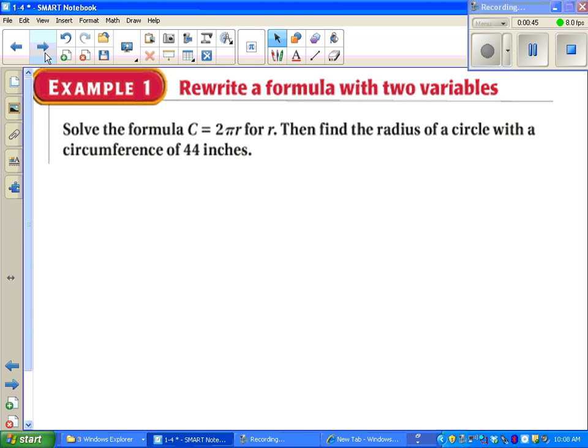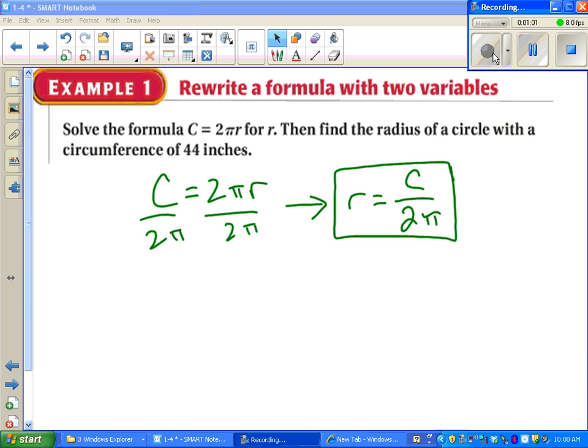So our first example says solve the formula C equals 2 pi r for r. So we're going to do that. We know C equals 2 pi r. It's a one-step process to get r by itself. Divide both sides by 2 pi. The problem goes on to say, find the radius of a circle with circumference 44 inches.